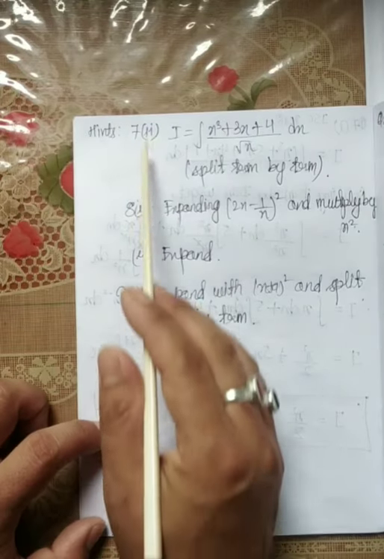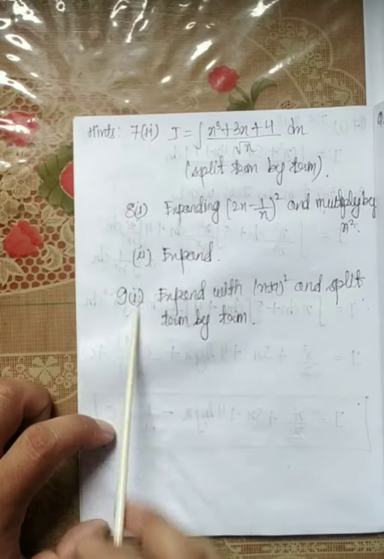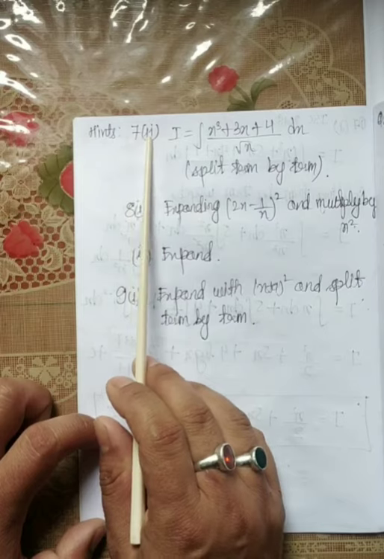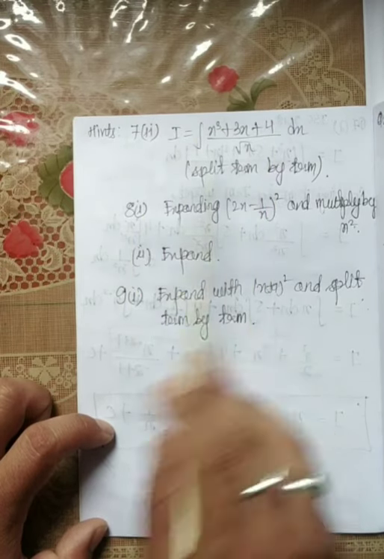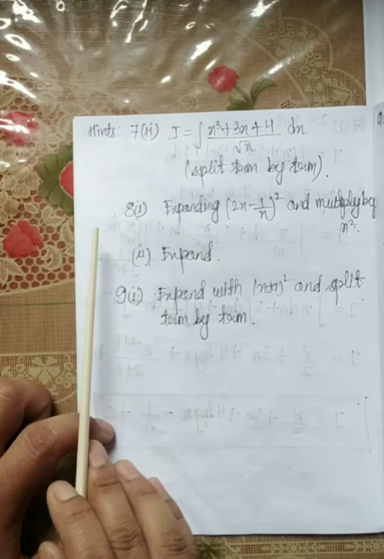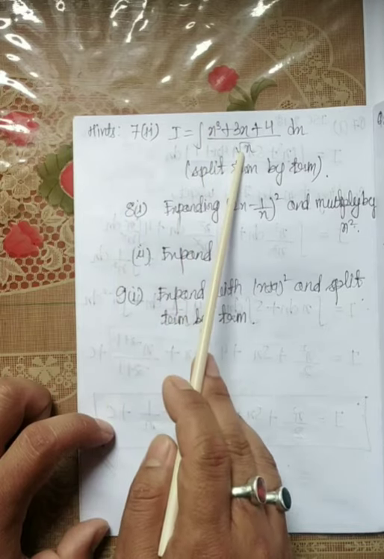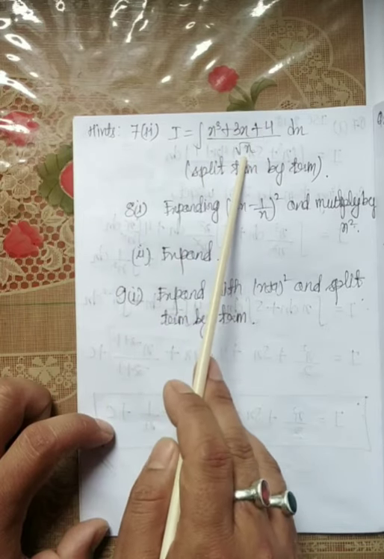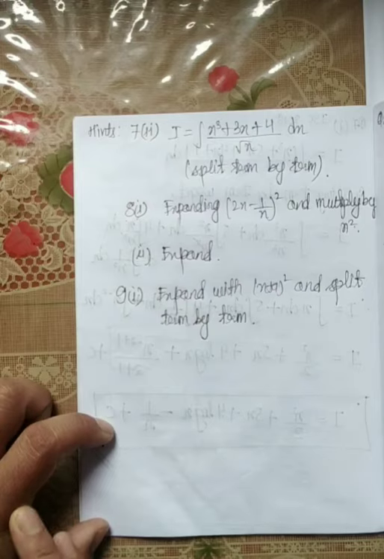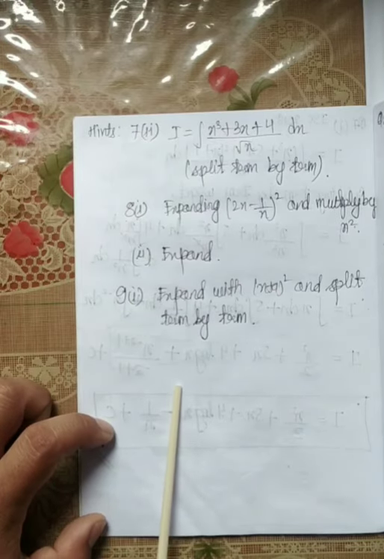Okay, so out here, I've given hints for some questions. 7 part 2, this is the question. So how will you proceed? Separate or split term by term. x cubed by this plus 4 by this, and then separate your integration. You'll be able to integrate.